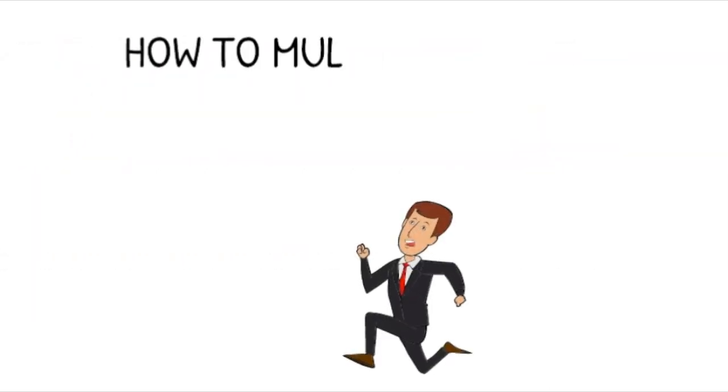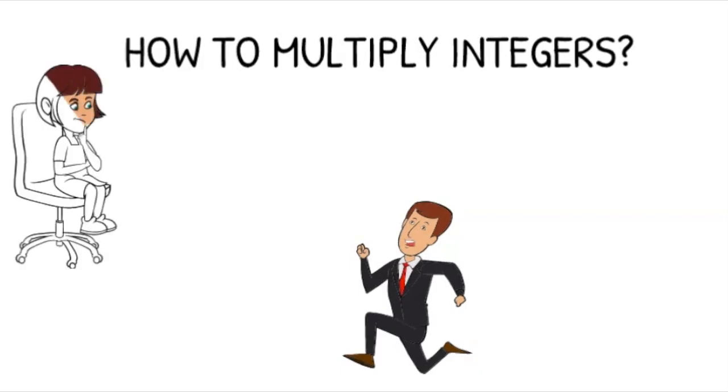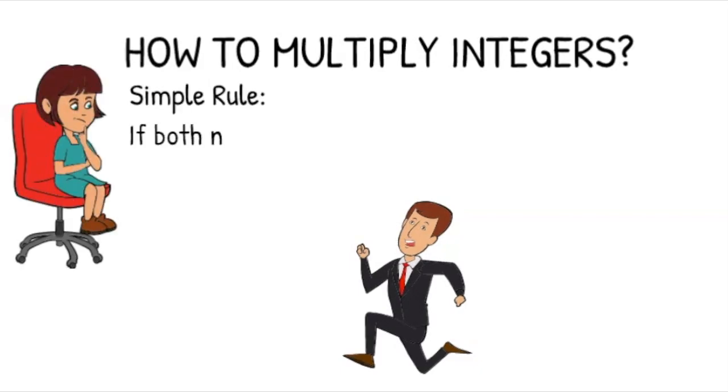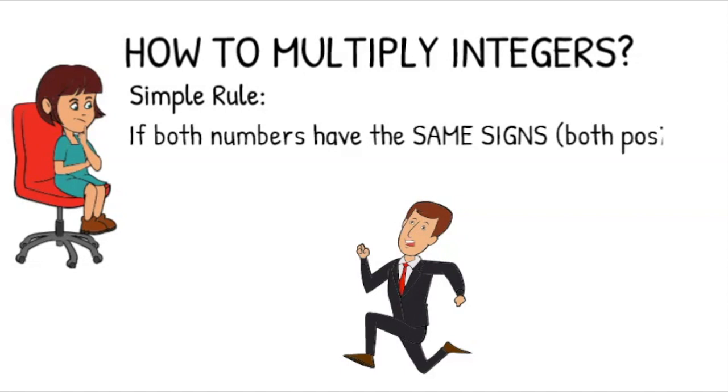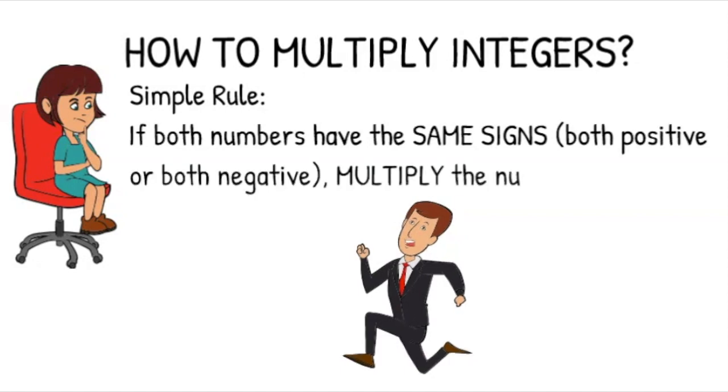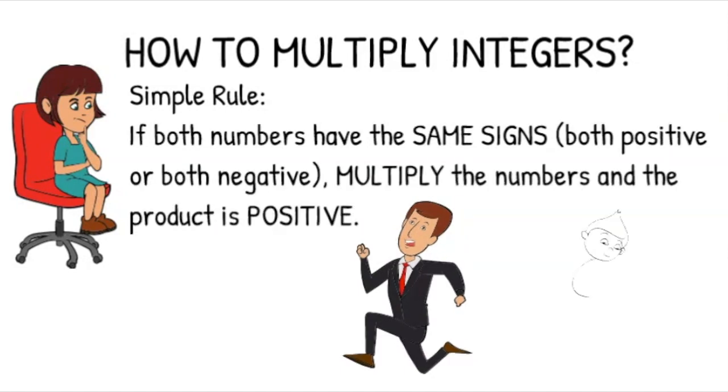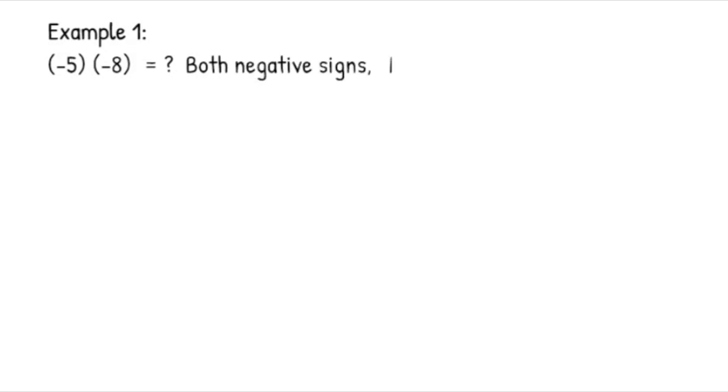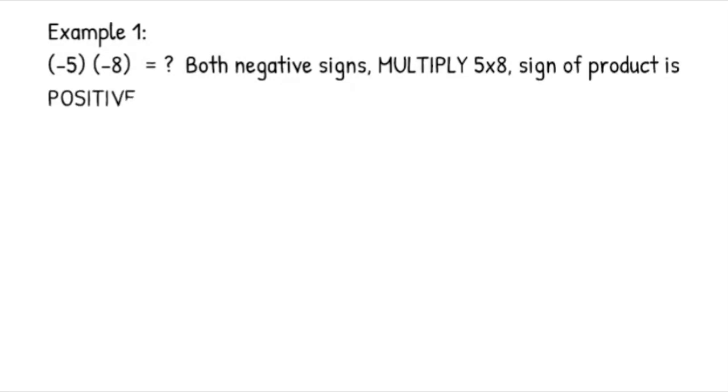Going further, we will tackle now the multiplication of integers. This is the rule. If both numbers have the same signs, either both positive or both negative, multiply the numbers and the product is always positive. Example number 1. Negative 5 times negative 8. Integers are both negative, so the product is positive as per the rule. You do the typical multiplication. 5 multiplied by 8 is 40. Easy, right?